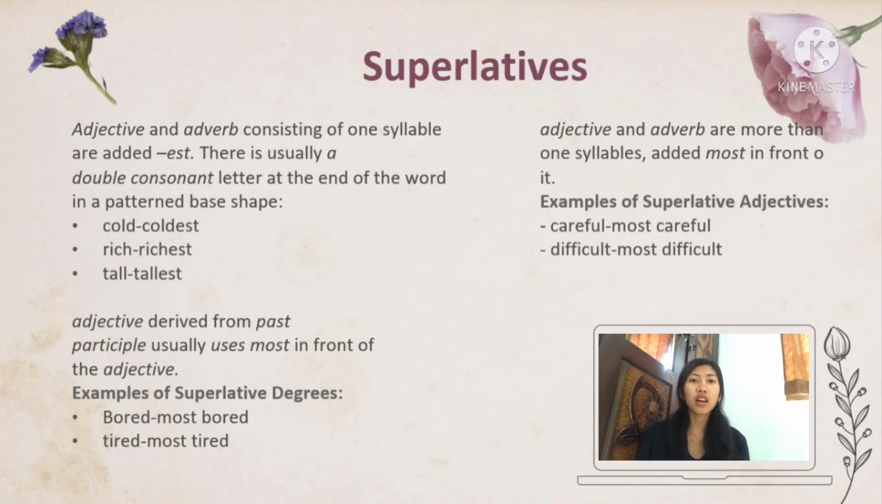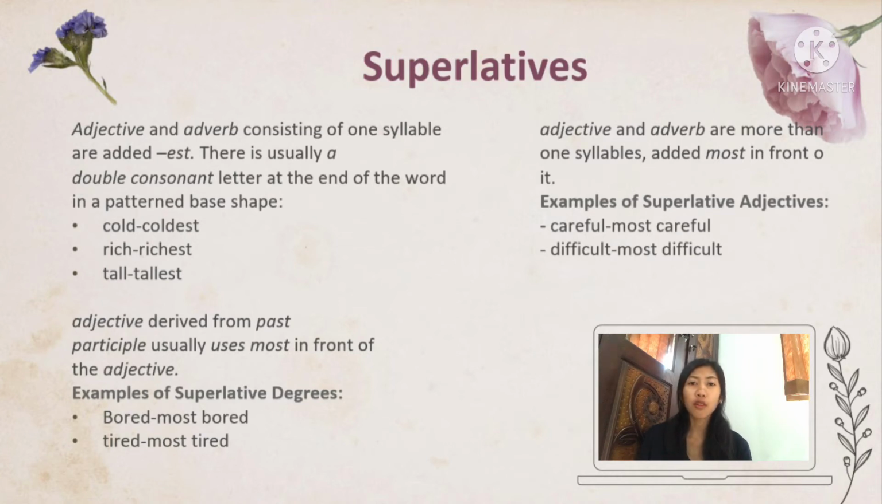Alright, so let me talk about superlatives. Adjectives and adverbs consisting of one syllable are added -est. There is usually a double consonant letter at the end of the word in a consonant-vowel-consonant pattern. For example, cool becomes coolest, rich becomes richest, and tall becomes tallest.